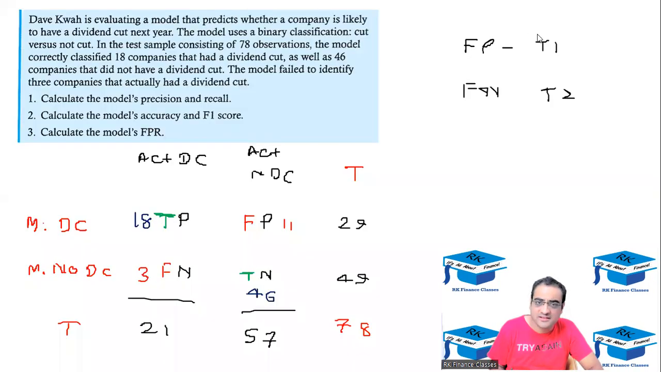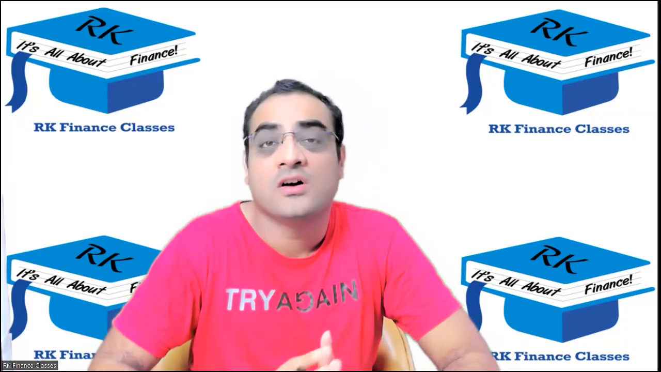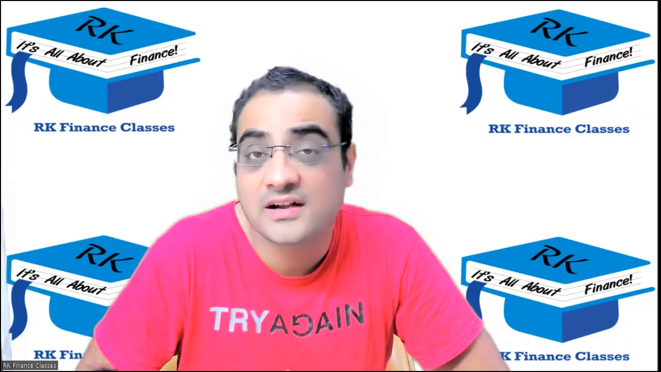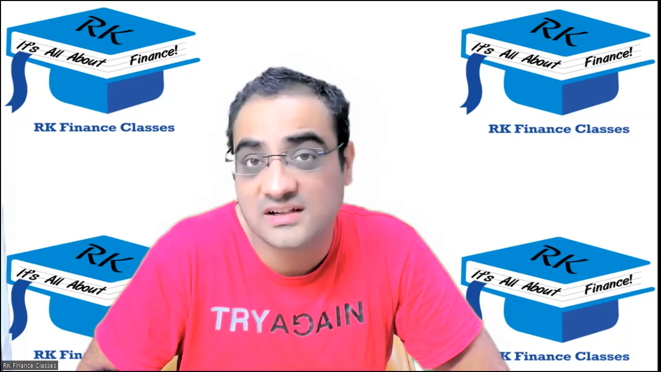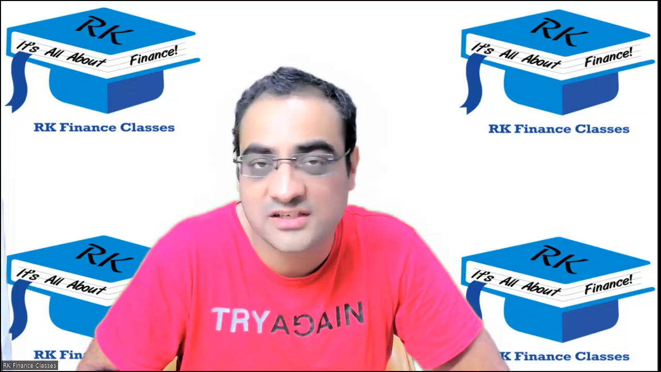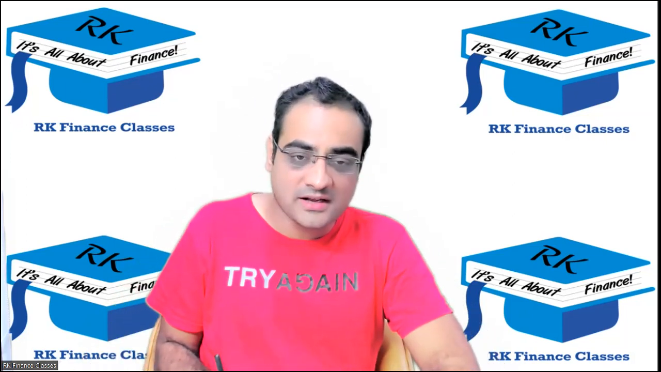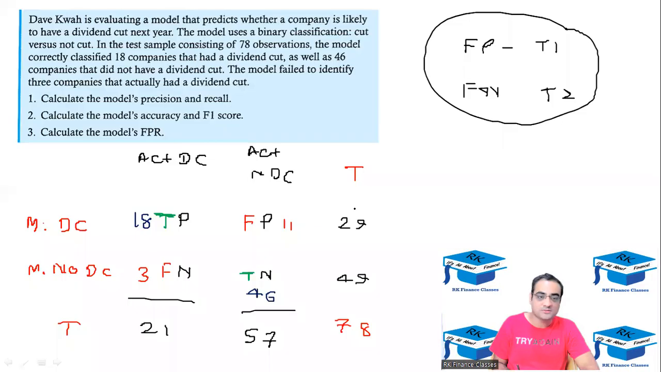I hope you are able to recollect these type 1 and type 2 errors from your level 1, level 2 maybe actually. Rejecting a true null is a type 1 error and accepting a false null is called a type 2 error. So here you have to remember that this false positive is called a type 1 error and this false negative is called a type 2 error.